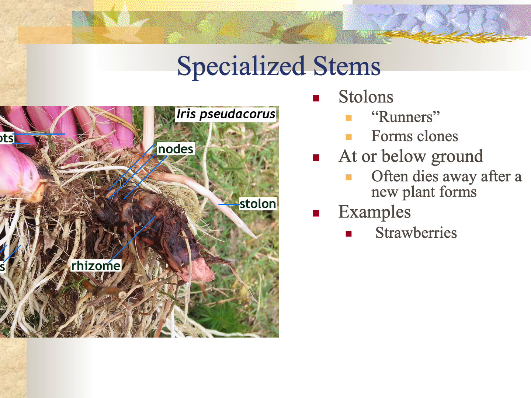Stolons are a lot like rhizomes, but they're generally above the ground. They are most often reproductive, so you get asexual reproduction that way. Often a new plant will pop up, and when that does, usually the stolon will die away. And so it might be hard to tell what's a big clone there. Strawberries form that way, for example.